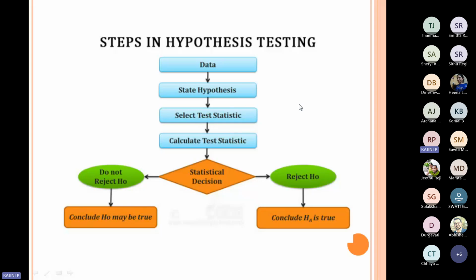Is it clear, ma'am? What is the testing of hypothesis is clear? Yes, ma'am. Yeah, thank you.